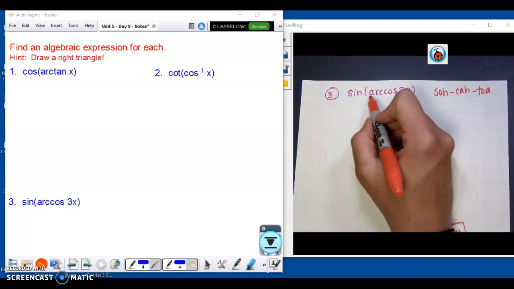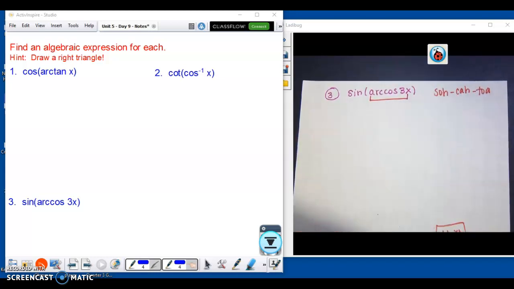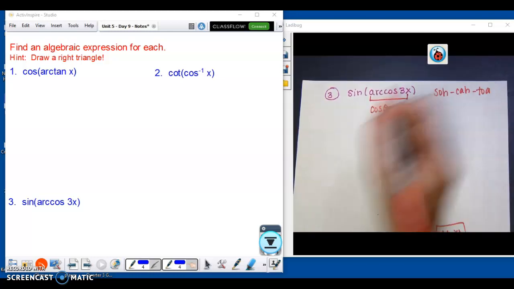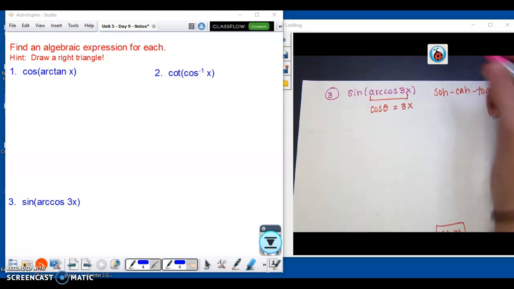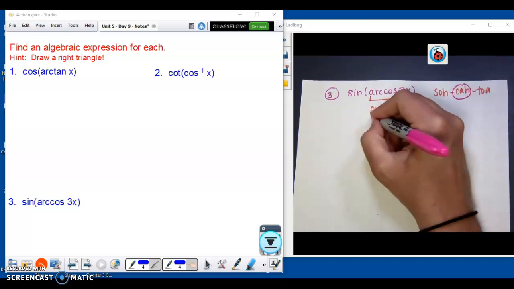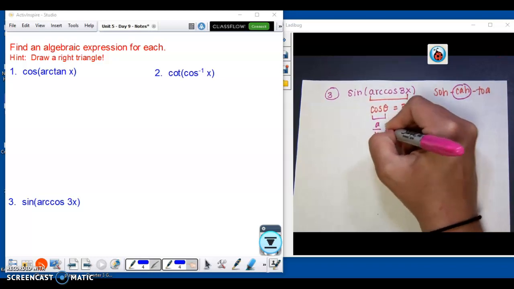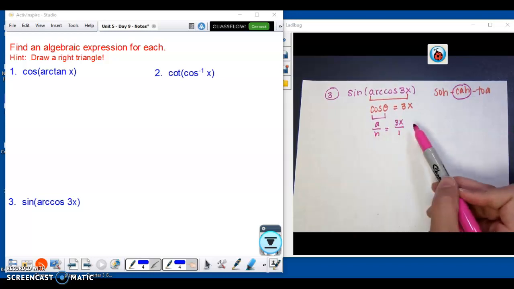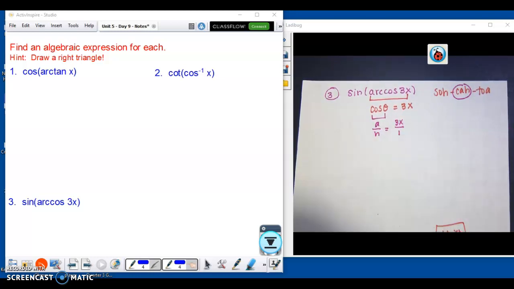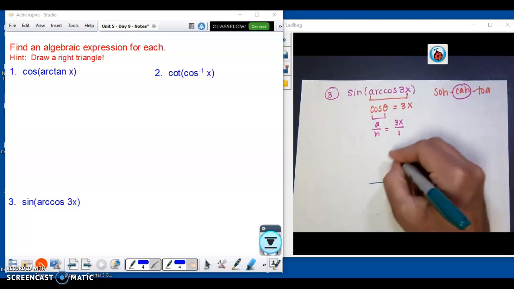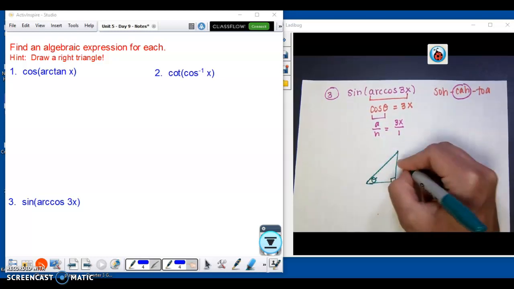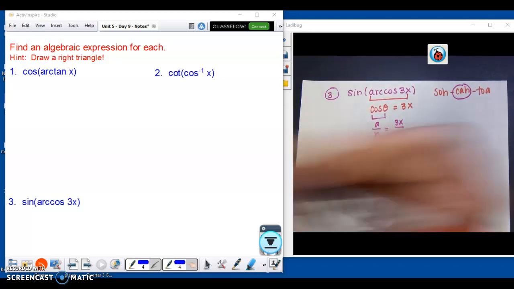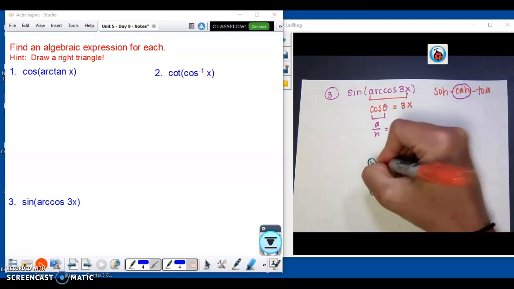Okay, so we're going to start with the inside part. This is inverse, so we want to rewrite it as cosine theta equals 3x. We know from SOHCAHTOA that cosine is A over H. So that's going to be 3x, and I'm going to put it over 1. So we know that A has to be 3x and the H has to be 1. So I'm going to draw a triangle so I can label this. Opposite, adjacent, hypotenuse. We know A is 3x and we know H is 1.